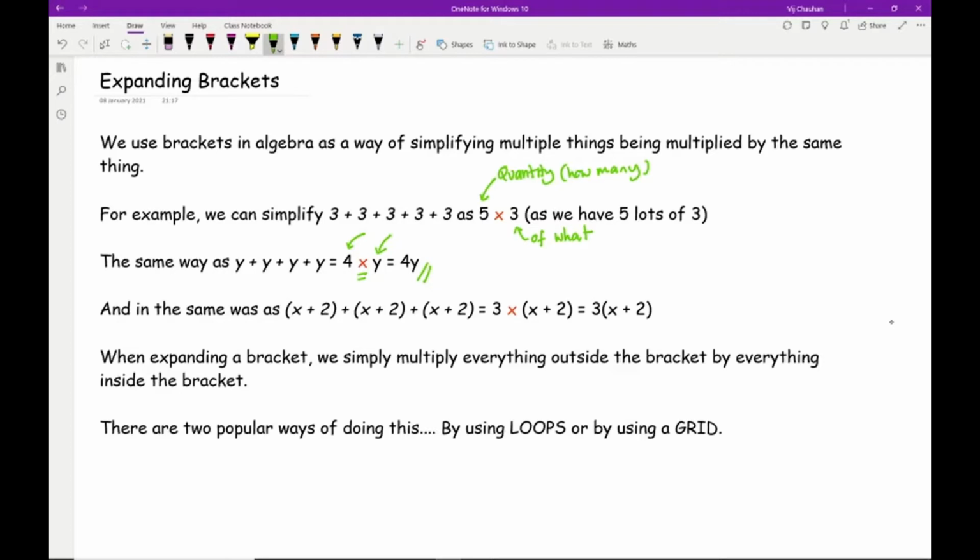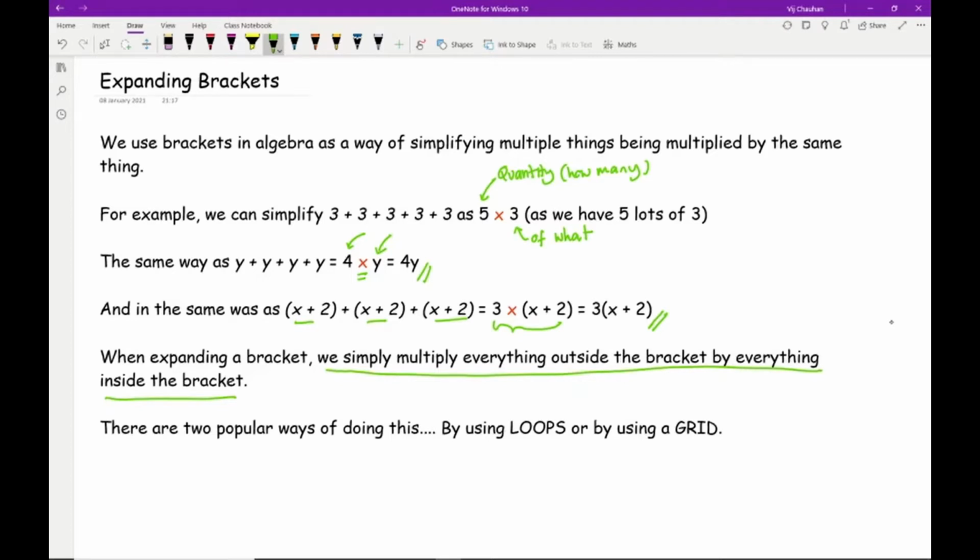Now in the same way, if we had something involving a bracket, so if we had x plus 2 plus x plus 2 plus x plus 2, then I can rewrite that as 3 lots of x plus 2, and then writing that using the rules of algebra as 3 bracket x plus 2 close bracket. So when expanding a bracket, we simply multiply everything outside the bracket by everything inside, and that's the general rule when you are multiplying out brackets.